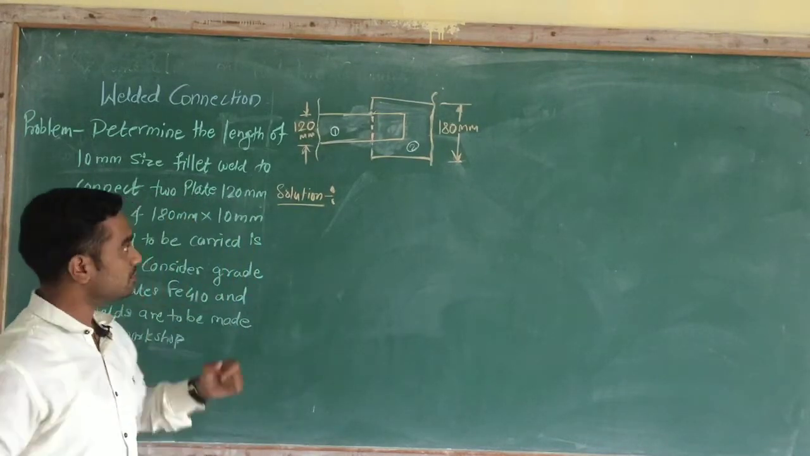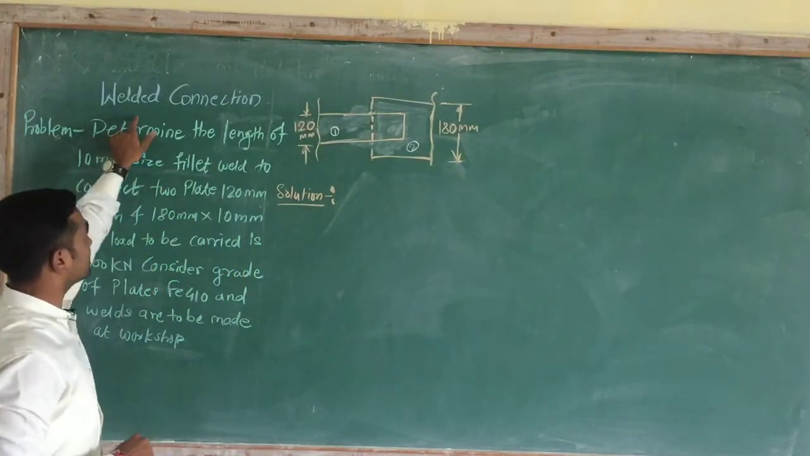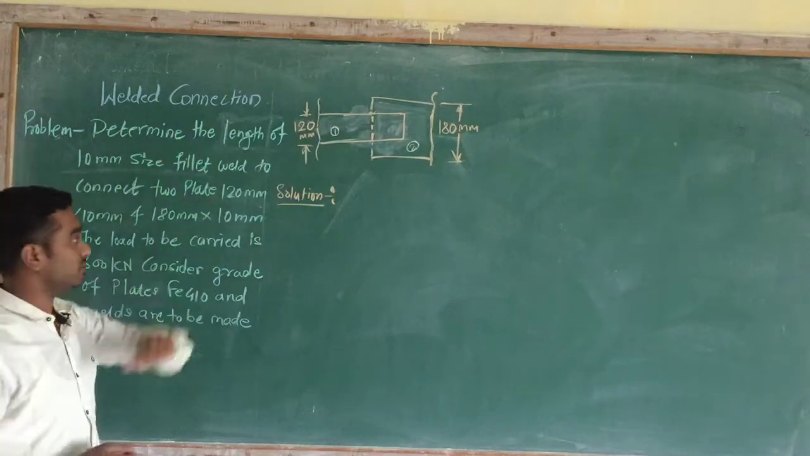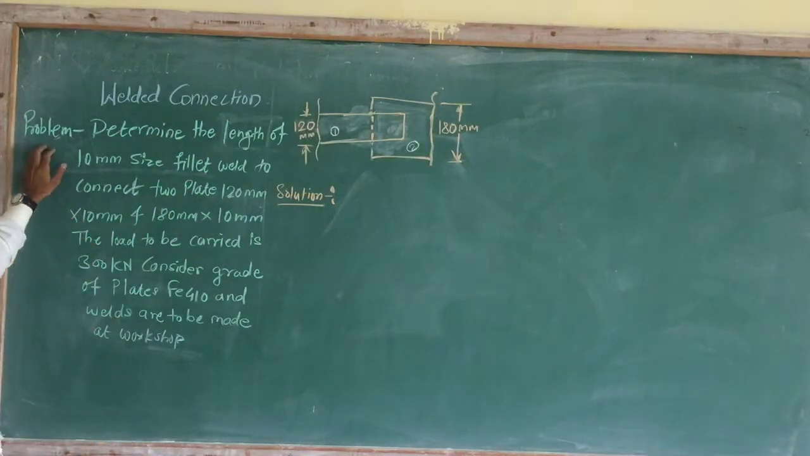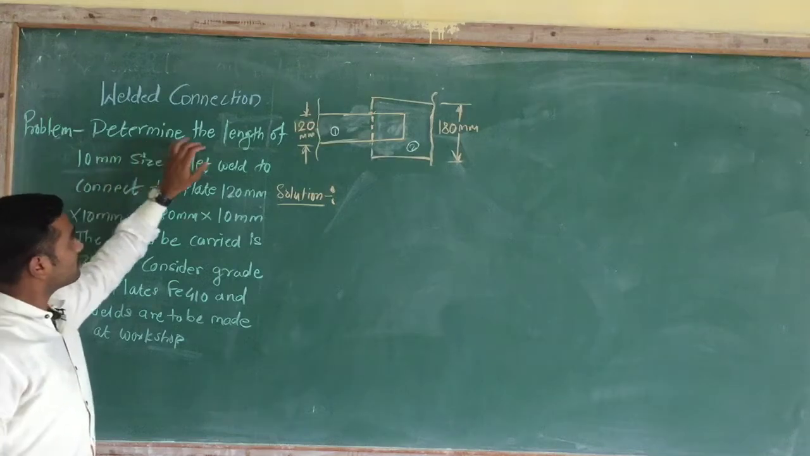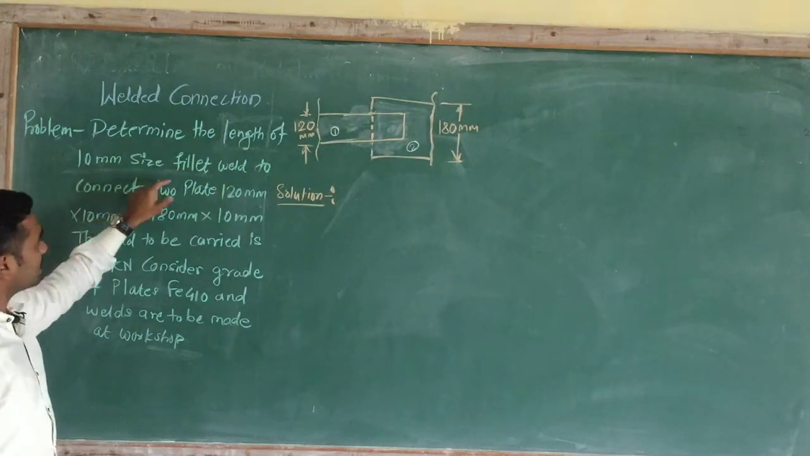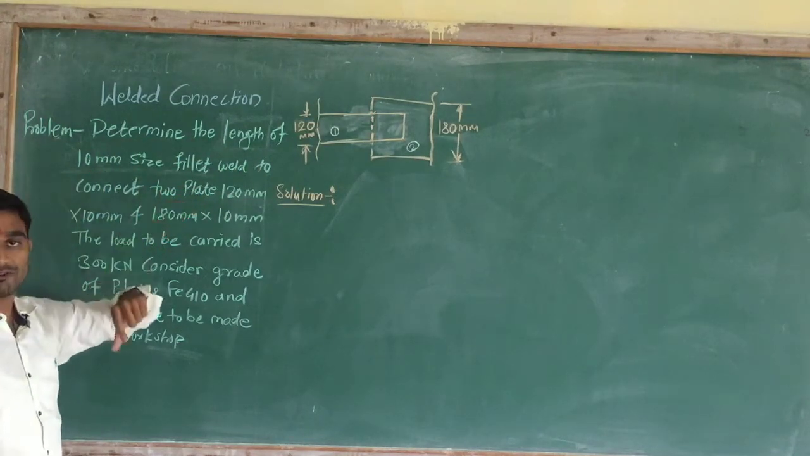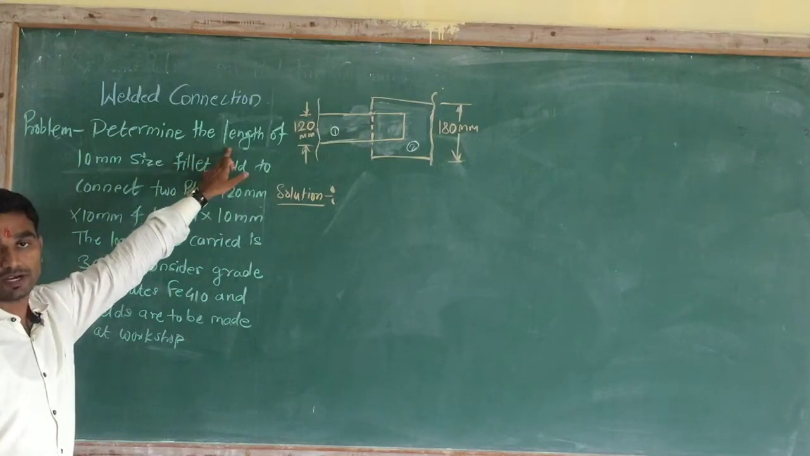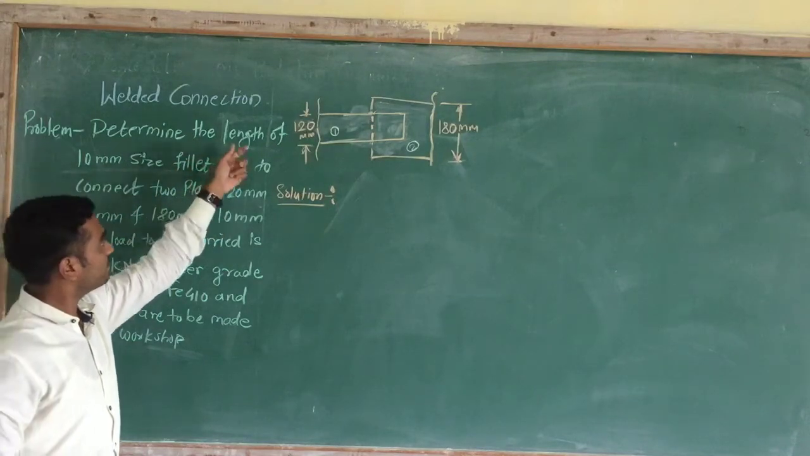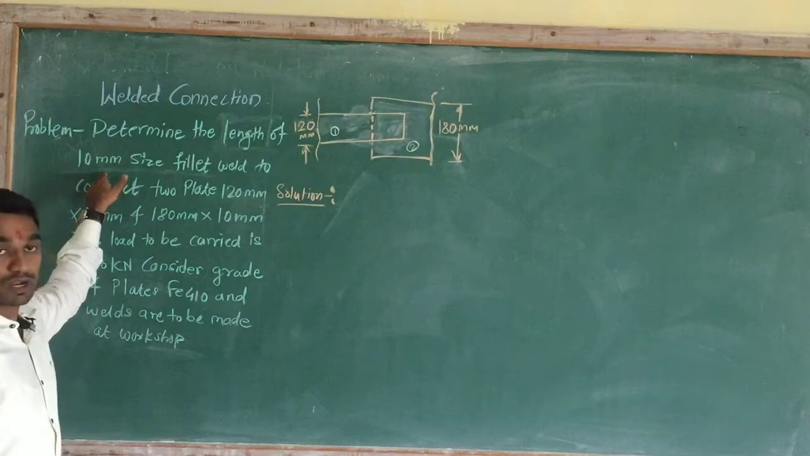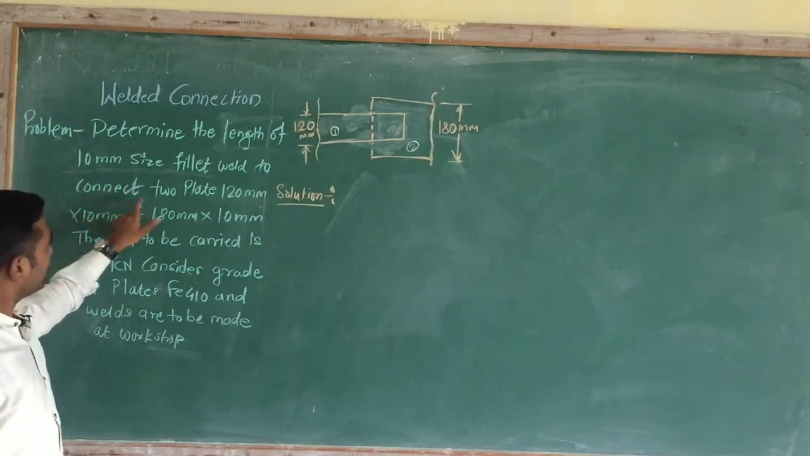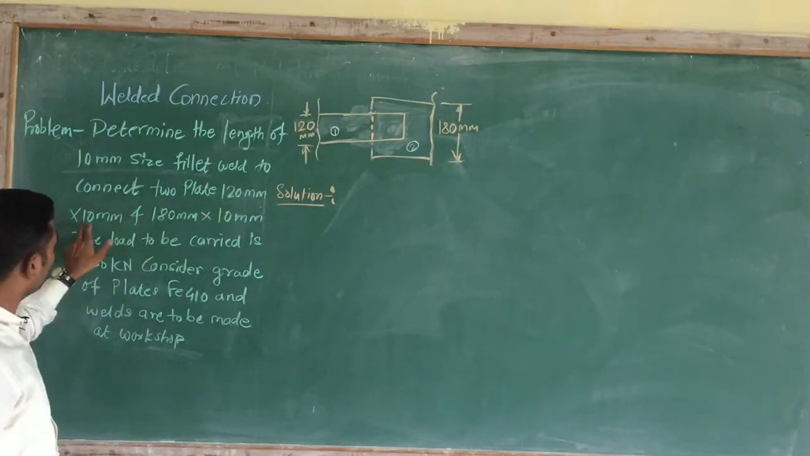Today we are discussing the problem based on our next topic, that is welded connection. Okay, so let us read the problem. Determine the length of 10 mm size fillet weld. What we have to find? We have to find the length of the weld required to connect the two plates 120 mm by 10 mm.